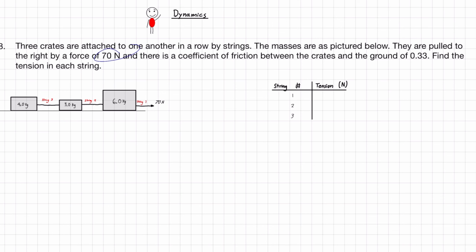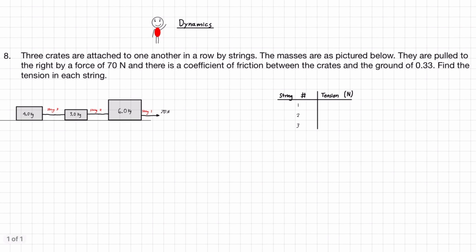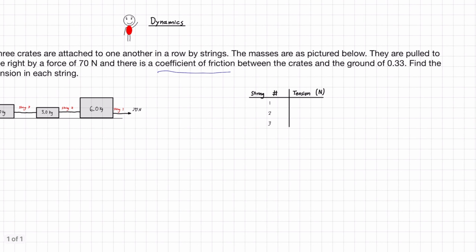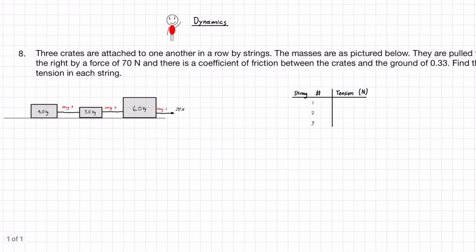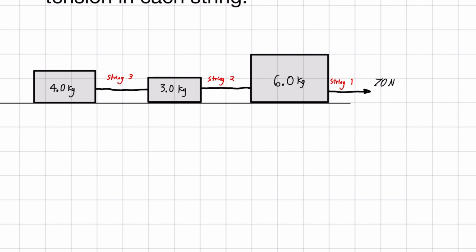And obviously in the question, we're given some information. So it's towed, or it's pulled to the right by a force of 70 newtons. And there's a coefficient of friction between the crates and the ground of 0.33. And find the tension in each string. So we got three strings we want to calculate the tension in.